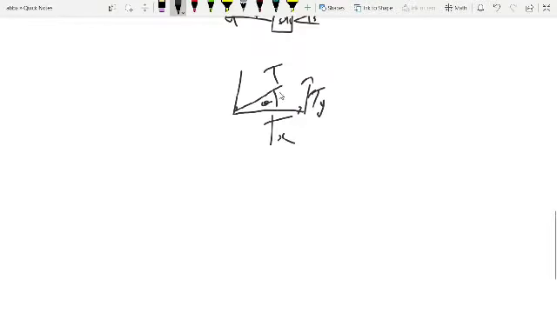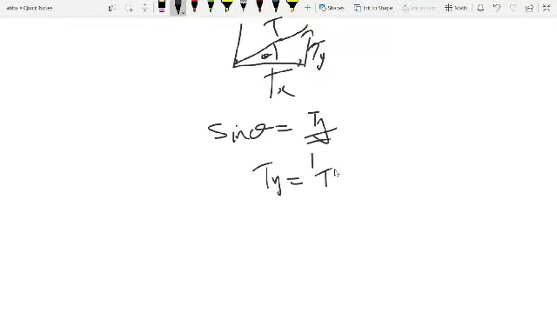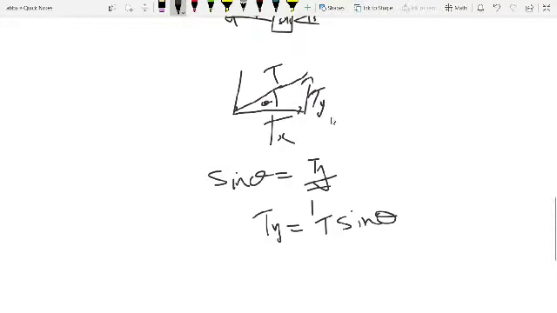If we want to solve for theta using this, for sine, it's going to be sine theta equals Ty over T. Now Ty is going to be equal to T sine theta, right? Now if we want to solve for the X component, which is the moving component, the horizontal component, we can use cos, right?